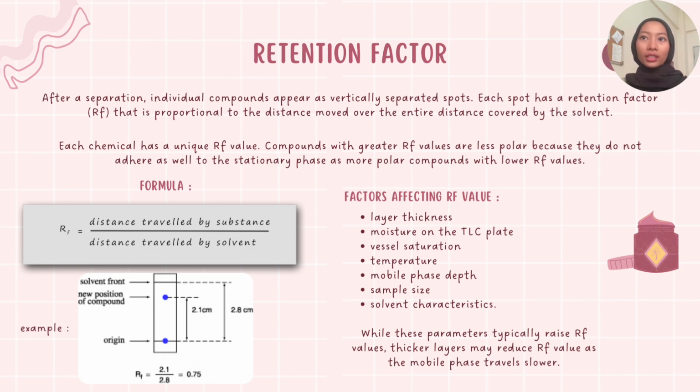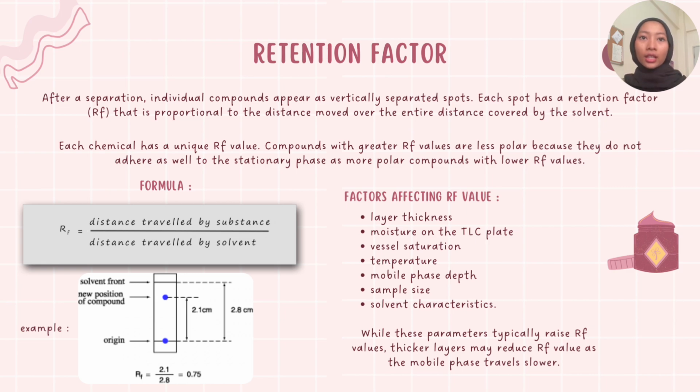Each spot has a retention factor, RF, that is proportional to the distance moved over the entire distance covered by the solvent. Each chemical has a unique RF value. Compounds with greater RF value are less polar because they do not adhere as well to the stationary phase as more polar compounds with lower RF values.